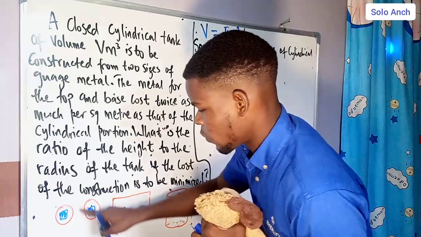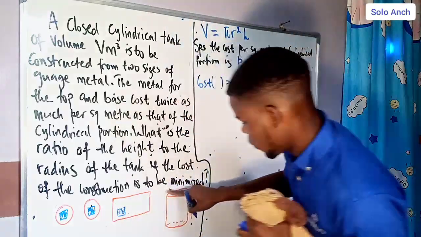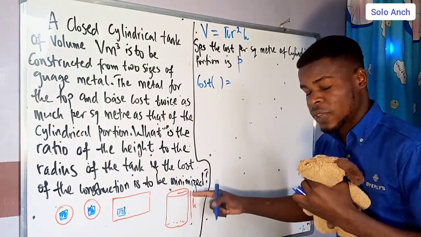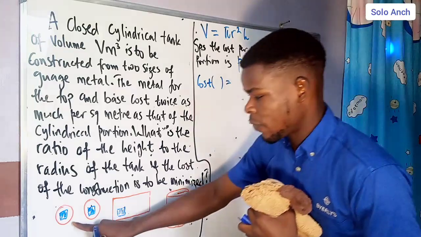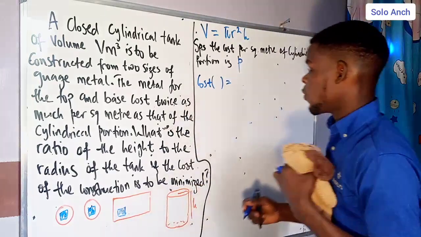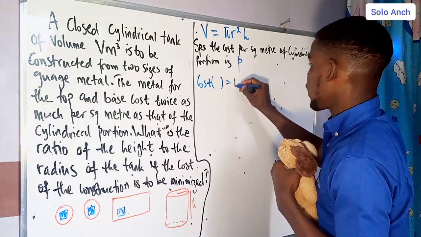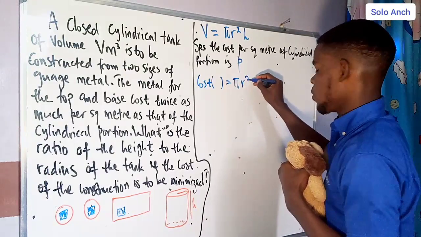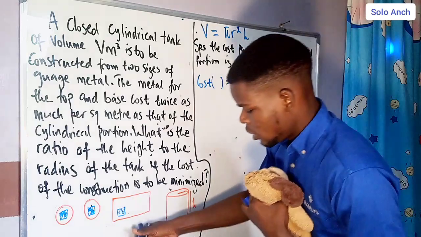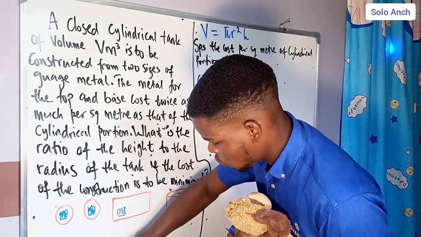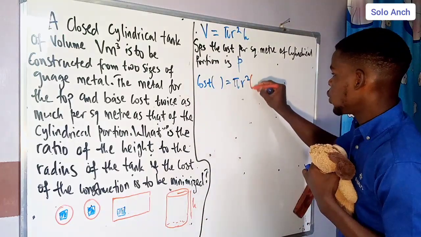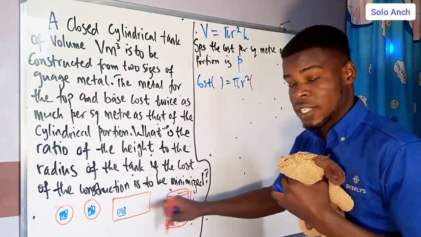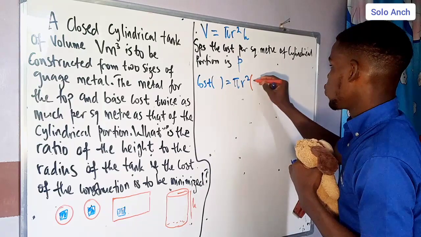Well, for the formula of finding the area of the top of the cylinder, of course, the top is just a circle, right? It's circular in shape. So the formula for finding the area of that will just be the formula for the area of a circle, which is pi r squared, right? But here we are going to have to multiply it by the cost for the metal, which is going to be 2 times that of the cylindrical portion. So we just say it's going to be 2p.